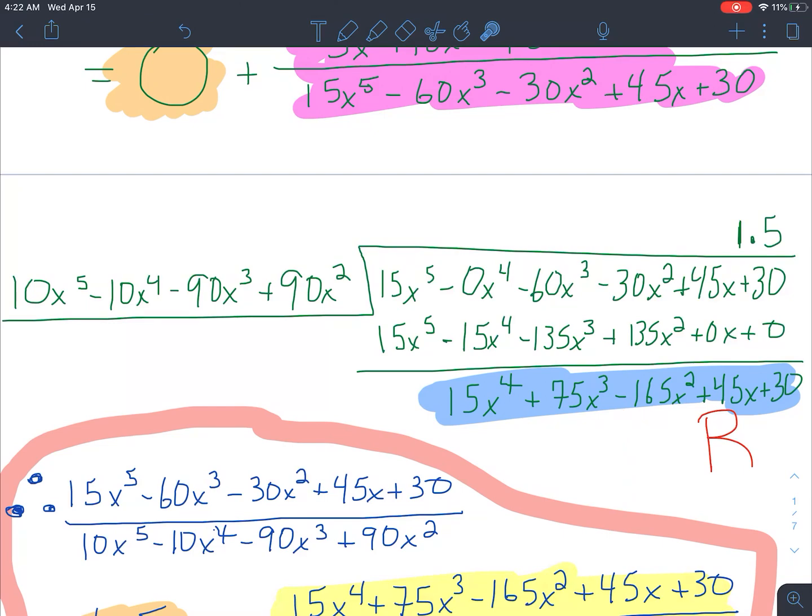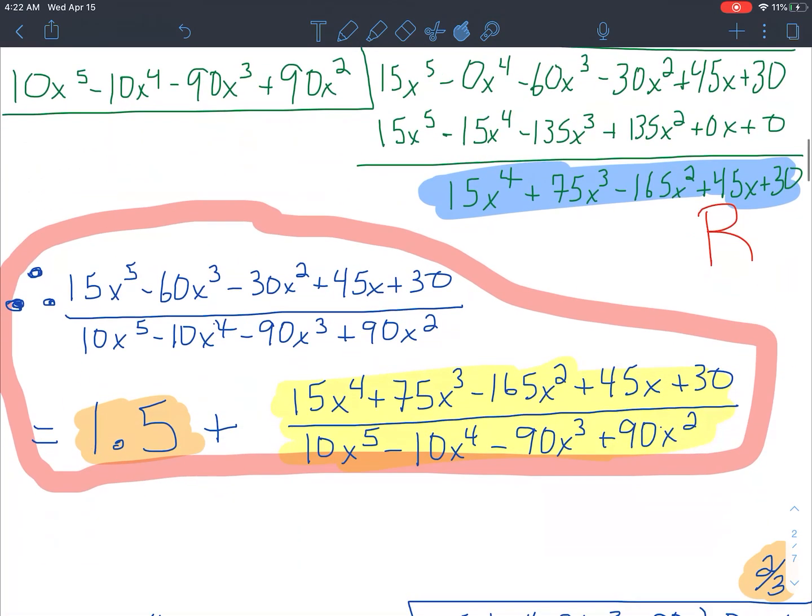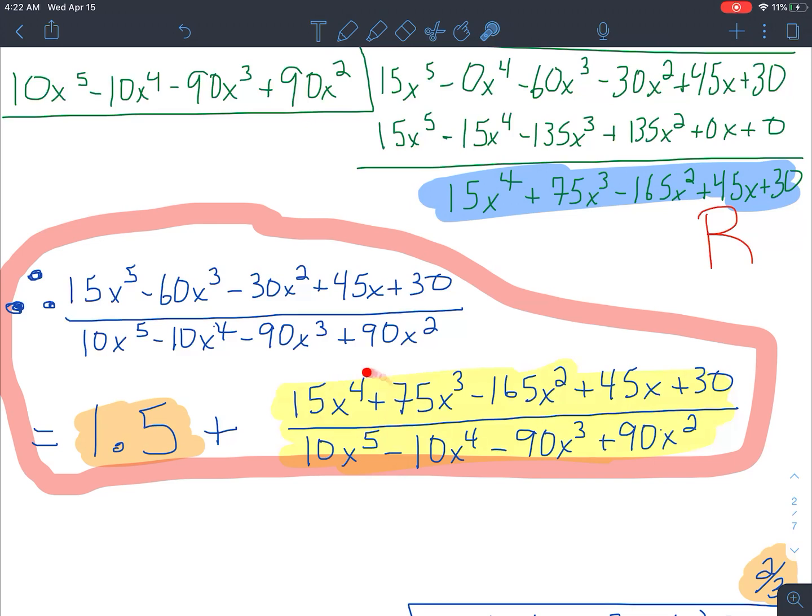Alright, so we're going to think about plugging in a really big number here, and you're going to get a positive on the top and a positive on the bottom, so sure enough it will be a little bit above 1.5. And plug in a negative number, like maybe a negative 1,000,000, so 15x to the 4 is going to be 15 times 1,000,000 to the 4.